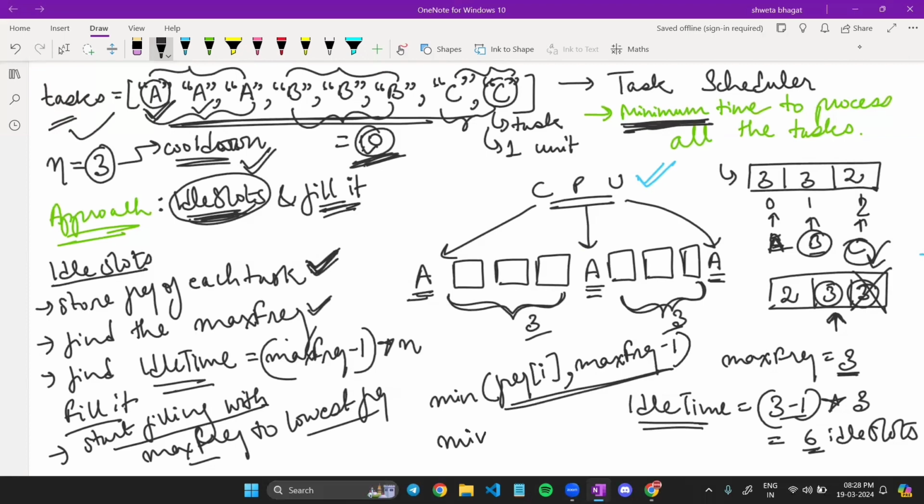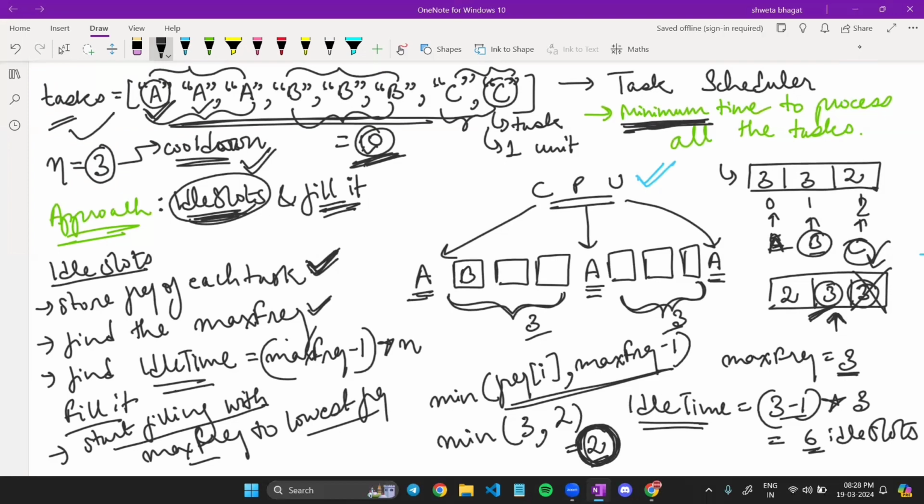So at this point, we will find the minimum of the frequency of the current element. What is the frequency? It's 3, comma, what is max frequency minus 1? It's 2. So what's the minimum? The minimum is 2. Now, what does this 2 mean? This 2 means that 2 B's are consuming the idle slots. So if we start placing the B, how will we place it?